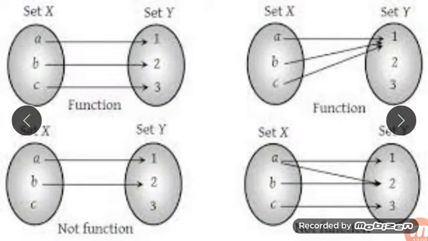We have some more examples of functions. This is a function because all the elements have an image in set B. Moreover, no element is left out without an image. Similarly, this is also a function because every element has an image in set Y and no element is left out without an image. But this cannot be a function because element C has no image in the second set. Similarly, this cannot be a function because an element of the first set is repeated. A has two images, 1 and 2. So this is not a function.